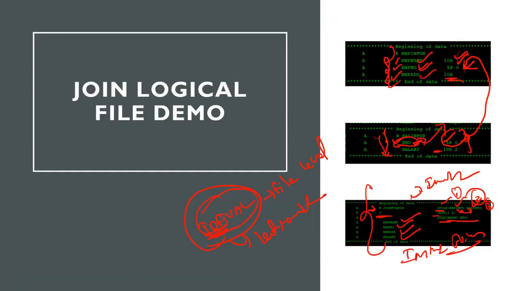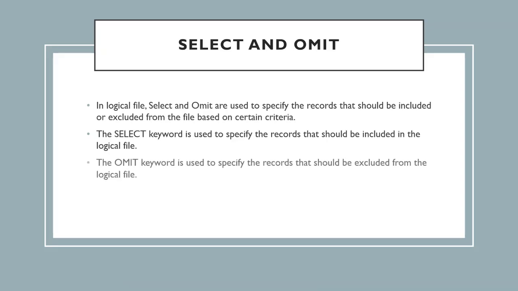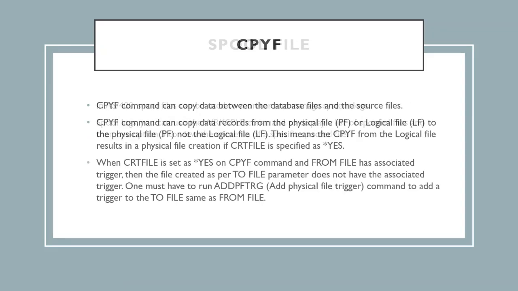Let me see in my PPT what is there in select. Select criteria, basically in a logical file, select and omit are used to specify the records that should be included or excluded from the file. The select keyword specifies the records that should be included in the logical file, because those are the records you want to select. And omit is the records you want to exclude, the records you want to avoid. So that is the one.